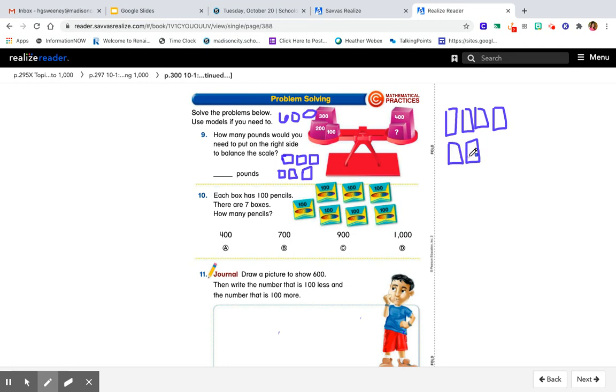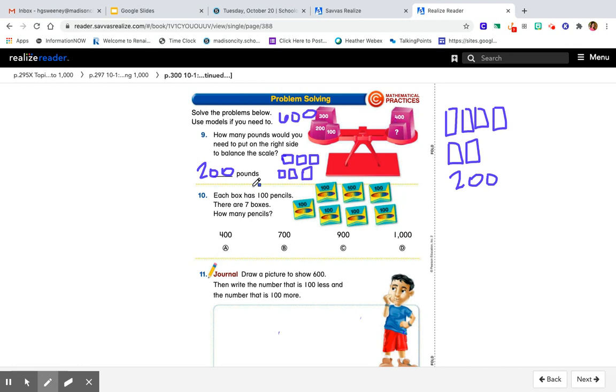I had to draw 2 more flats. Well, 2 flats is 200 because that's 200s. So I need 2 more flats over here to get this side to make 600, just like this side is 600. So we need 200 more pounds on the right side.